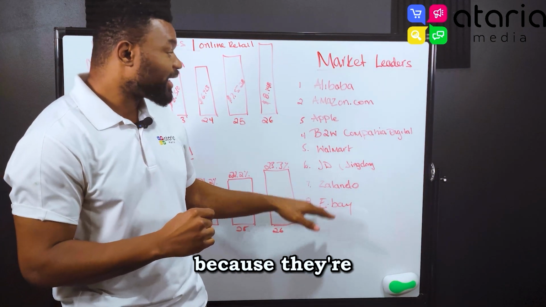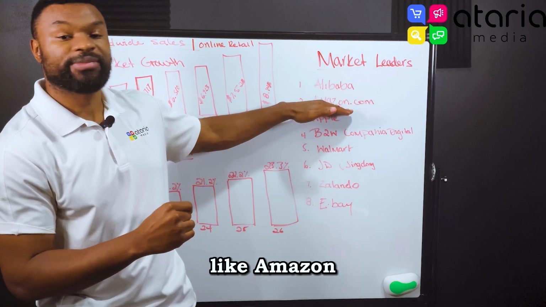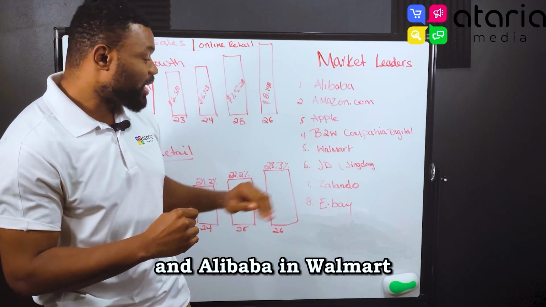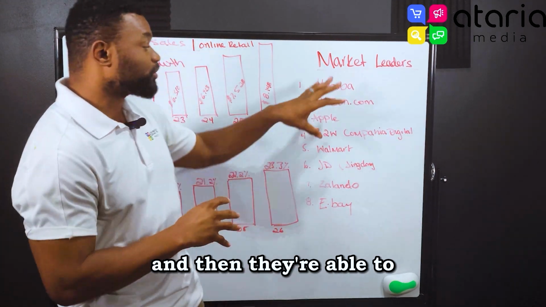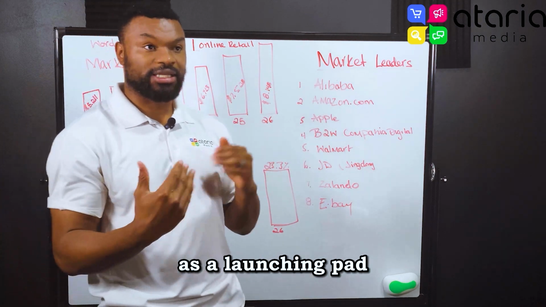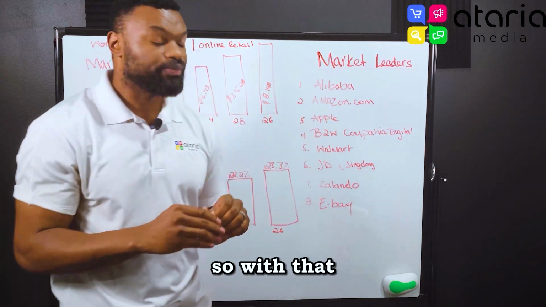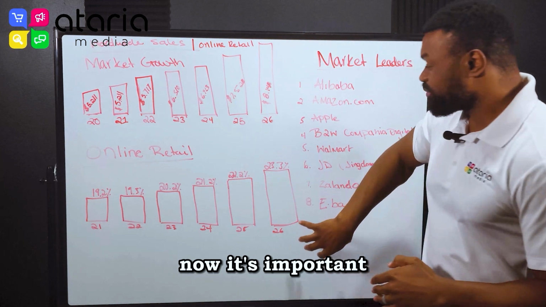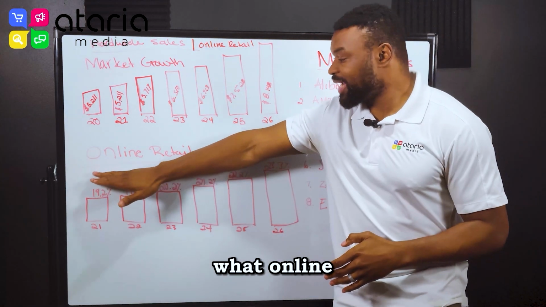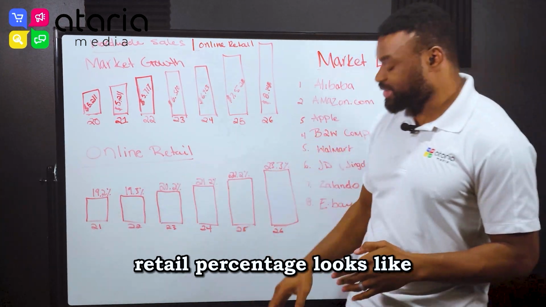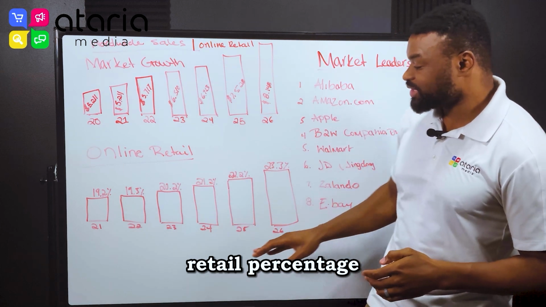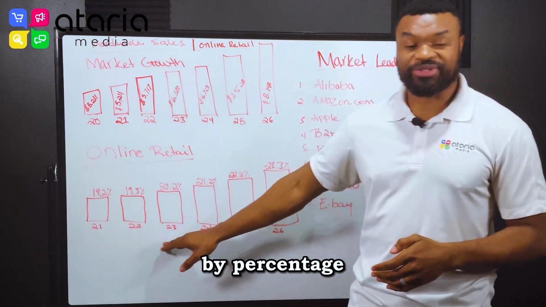But part of that is because they're looking at leaders like Amazon and Alibaba and Walmart, what they're doing, and then they're able to utilize these as a launching pad to come up as well. So with that understanding, now it's important for us to understand what online retail percentage looks like. For our online retail percentage, we want to look at the growth by percentage.